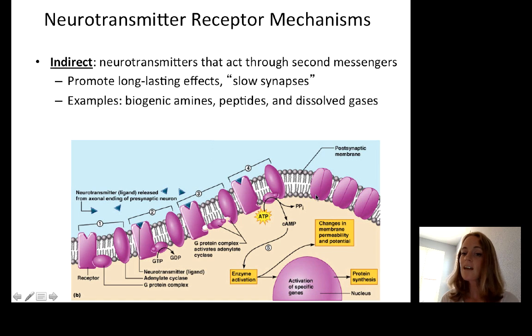It doesn't mean that it's not going to cause ion changes. It can and absolutely will open ion channels, but it can also do other things like affect enzyme activation and protein synthesis. So examples of these would be biogenic amines, peptides, and some of the dissolved gases like nitric oxide. These will be slower effects, although they're still fast for the nervous system. They're not slow like hormones, and they will be long-lasting. They will last a bit longer than other neurotransmitter effects.